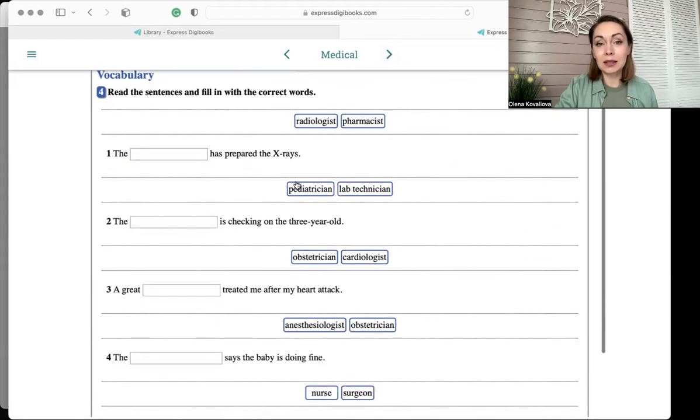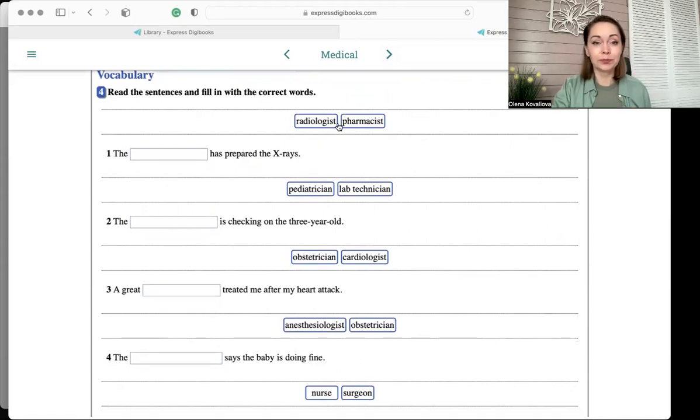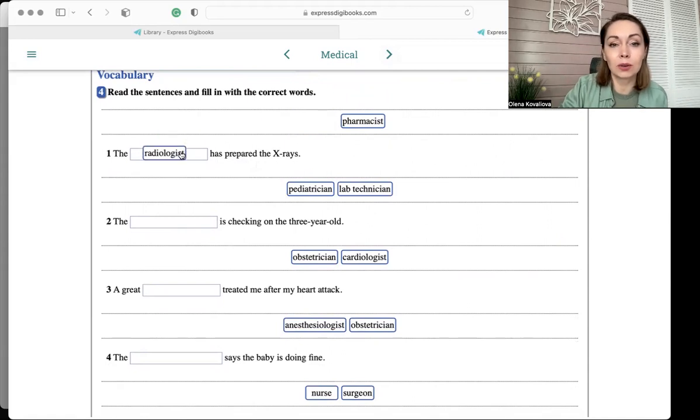We will read the sentence and choose one word from these two. So, the blank has prepared the X-ray. Who prepared the X-ray? We know that X-ray means something from radiology. Of course, it should be radiologist.